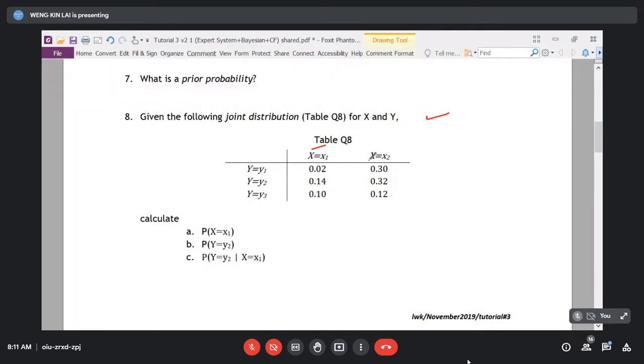Okay, so you have X1 and X2, the columns. Then you have, look at the first row here. What do you see? The first one will be the joint probability of Y1 and X1, which is 0.02. Y1 and X2 is 0.3, and so on and so forth. So in question 8A, you ask to calculate the probability of X1. How do you think we should do that? Let me just erase this.